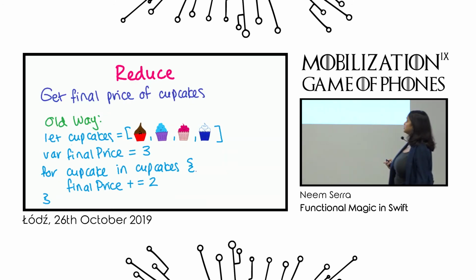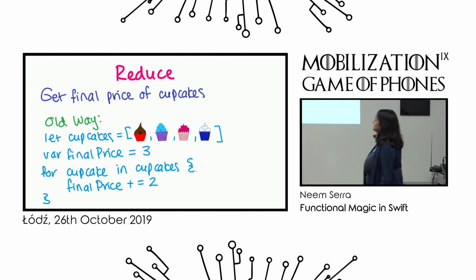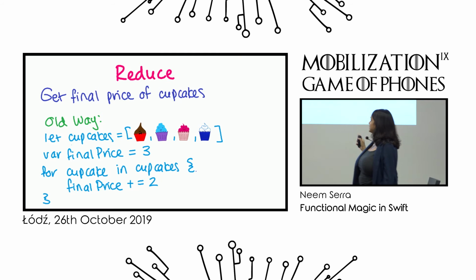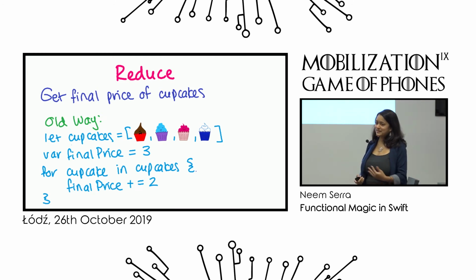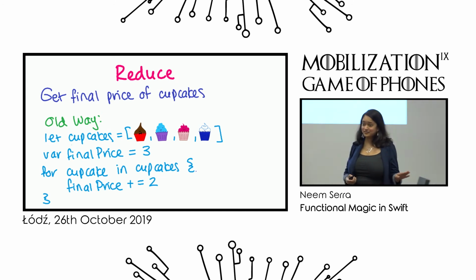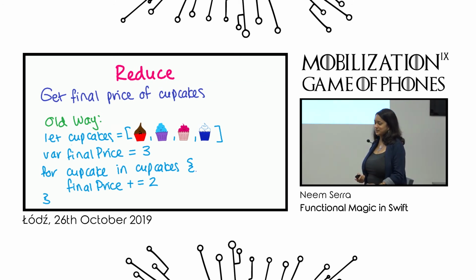So if we wanted to do reduce on cupcakes, we would be trying to get the final price of a cupcake. So the old way would be to have our box of cupcakes, right? And we'd say, hey, what I've learned from being in Europe is that there's a lot of value-added tax, especially with things with sugar, which the United States has none of, which is probably why all of us are obese.